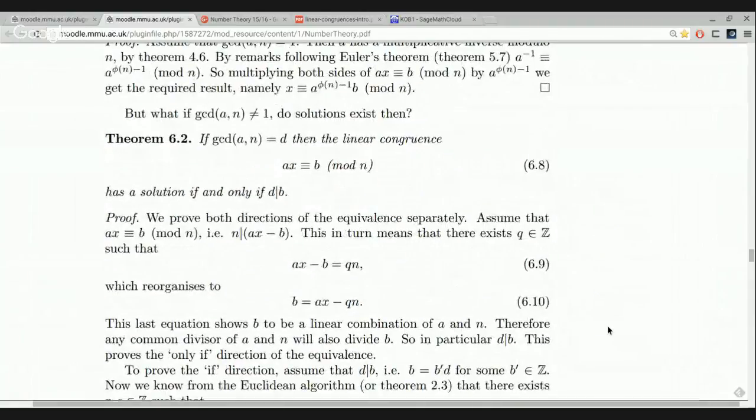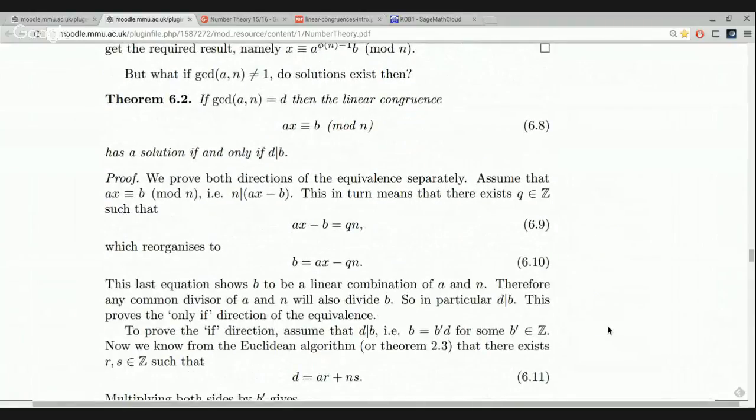We'll now look at theorem 6.2. We've got two theorems here, 6.2 and 6.3, to describe the case where A is not coprime to N. So here we have the GCD of A and N being D, some number D. This one is just talking about the existence of the solutions. The next result talks about the solutions in detail and how many of them there are. This one just talks about whether or not solutions exist, and it's if and only if D, the greatest common divisor of A and N, divides B.